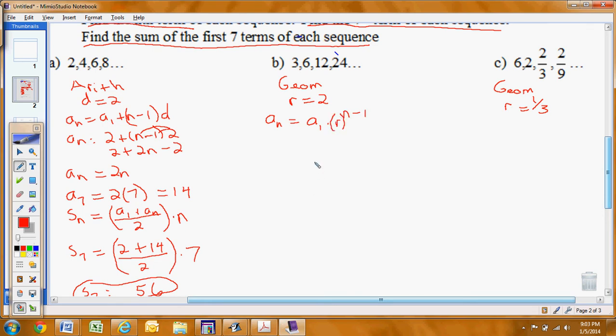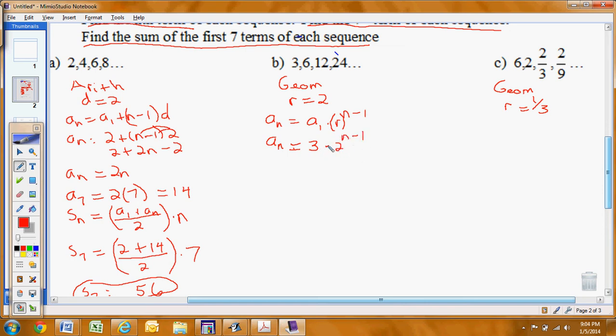So if you want to take a1 times r to the n, the formula would be: the first term here is 3. So a sub 1 is the first term. The first term is 3. r is 2, so times 2 to the n minus 1 power.